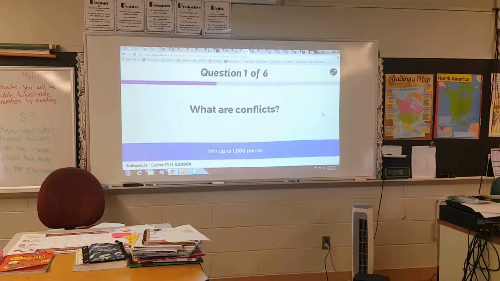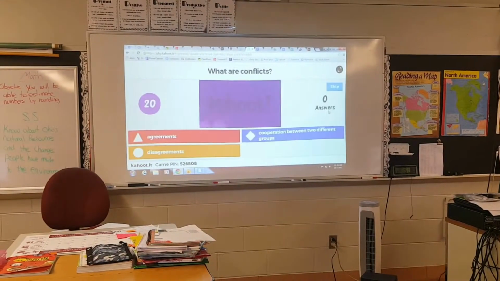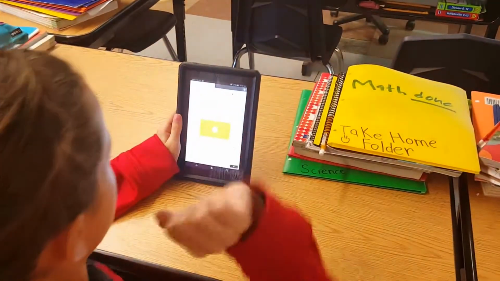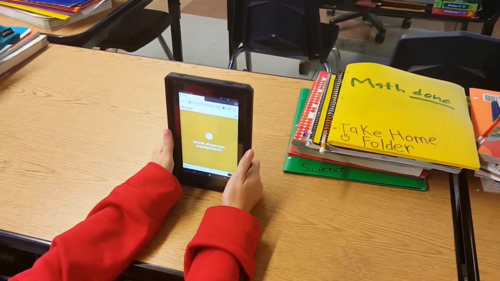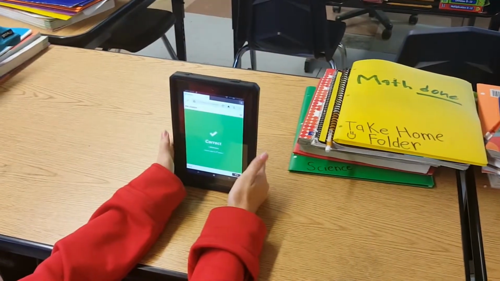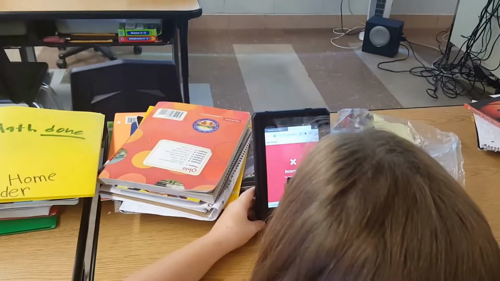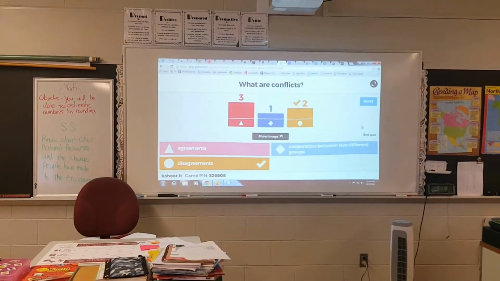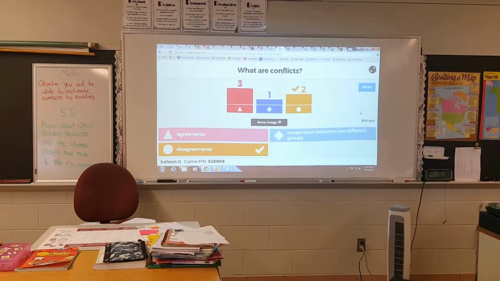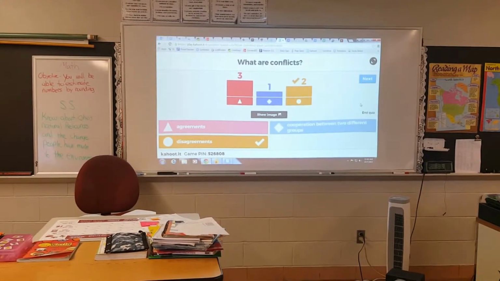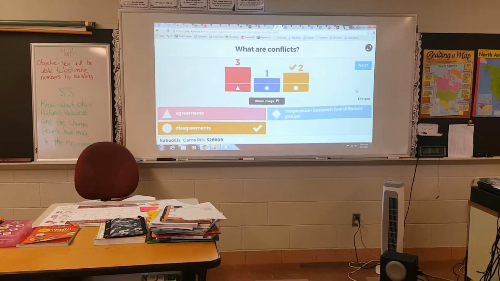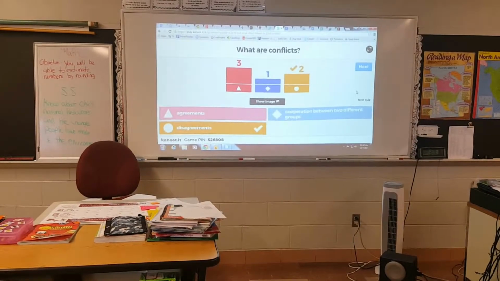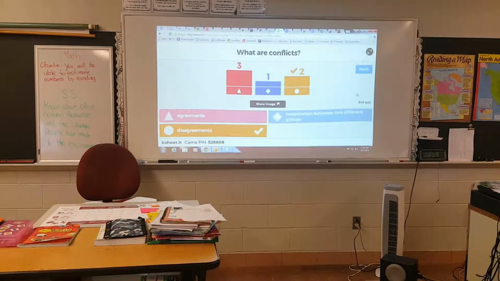And the first question says, what are conflicts? So the students now will try to answer, what are conflicts? And on the board you can see the results. We had 3 people say agreements, 1 person said cooperation between 2 different groups, and 2 people say disagreements. So when you're introducing a new topic, you're probably going to expect to see results like that.